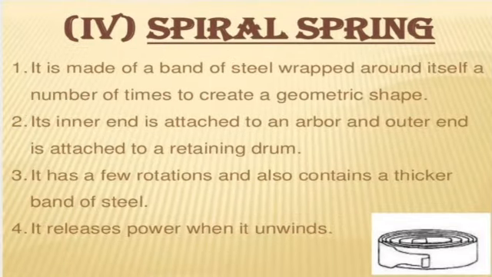Spiral spring. It is made up of a band of steel wrapped around itself a number of times to create a geometric shape. Its inner end is attached to an arbor and the outer end is attached to a retaining drum. It has a few rotations and also contains a thicker band of steel. It releases power when it unwinds.